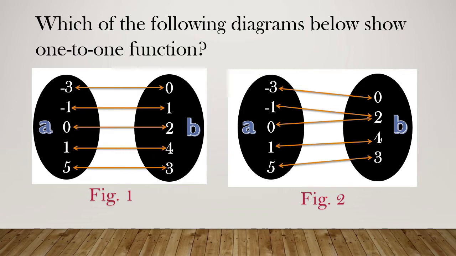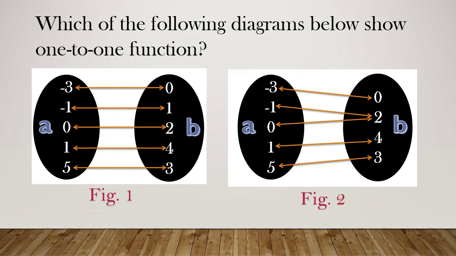So as you can see in set A, we have -3, -1, 0, 1, and 5. In set B, in figure 1, we have 0, 1, 2, 3, 4. So -3 is paired or mapped with 0. -1 is mapped with 1. 0 is mapped with 2. 1 is mapped with 4. And 5 is mapped with 3.